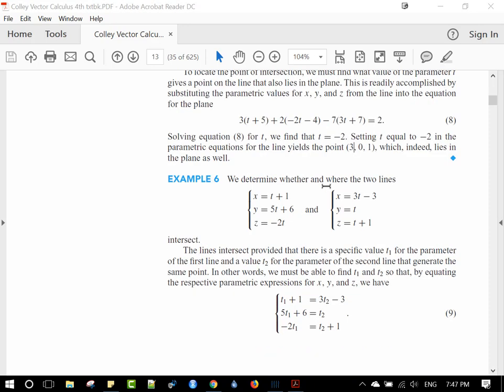Okay, let's do just one more. We determine whether and where the two lines intersect. This is a line, parametric equations for a line. This is another one. Maybe they intersect. If so, where?